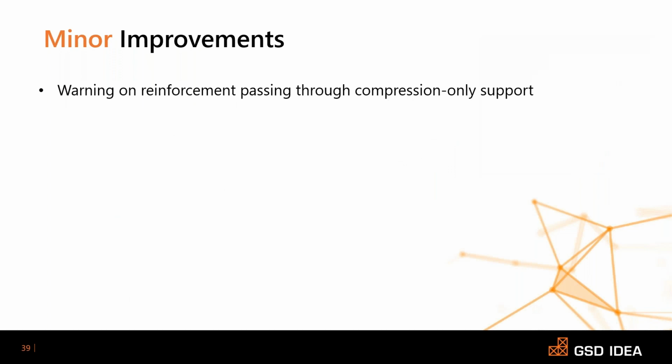So one more minor improvement: StatiCa now issues a warning if any reinforcement bar passes through a support that's defined as compression only. Why this matters: a compression-only support can't carry tension. So if your bar intersects that support, your model can be not so conservative, or simply wrong.